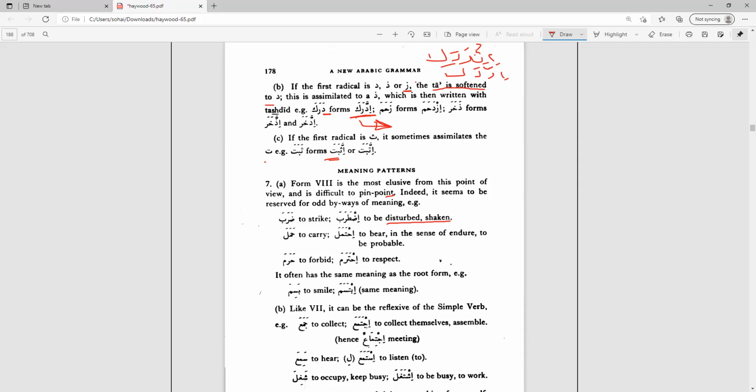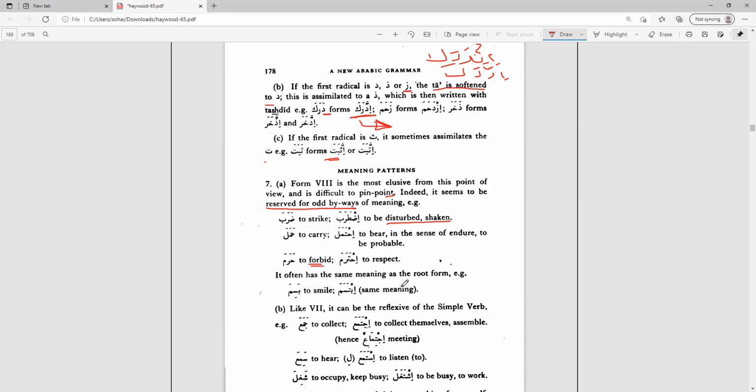So sometimes the meaning is sort of reversed. Daraba means to strike, iddaraba means to be disturbed or shaken. So you're not hitting somebody, you disturb yourself. Hamala means to carry. I'm not sure how that one is reversed, to be honest, but harama means to forbid. So you forbid somebody, ihtarama, you respect somebody. So the meaning is kind of reversed in a way.